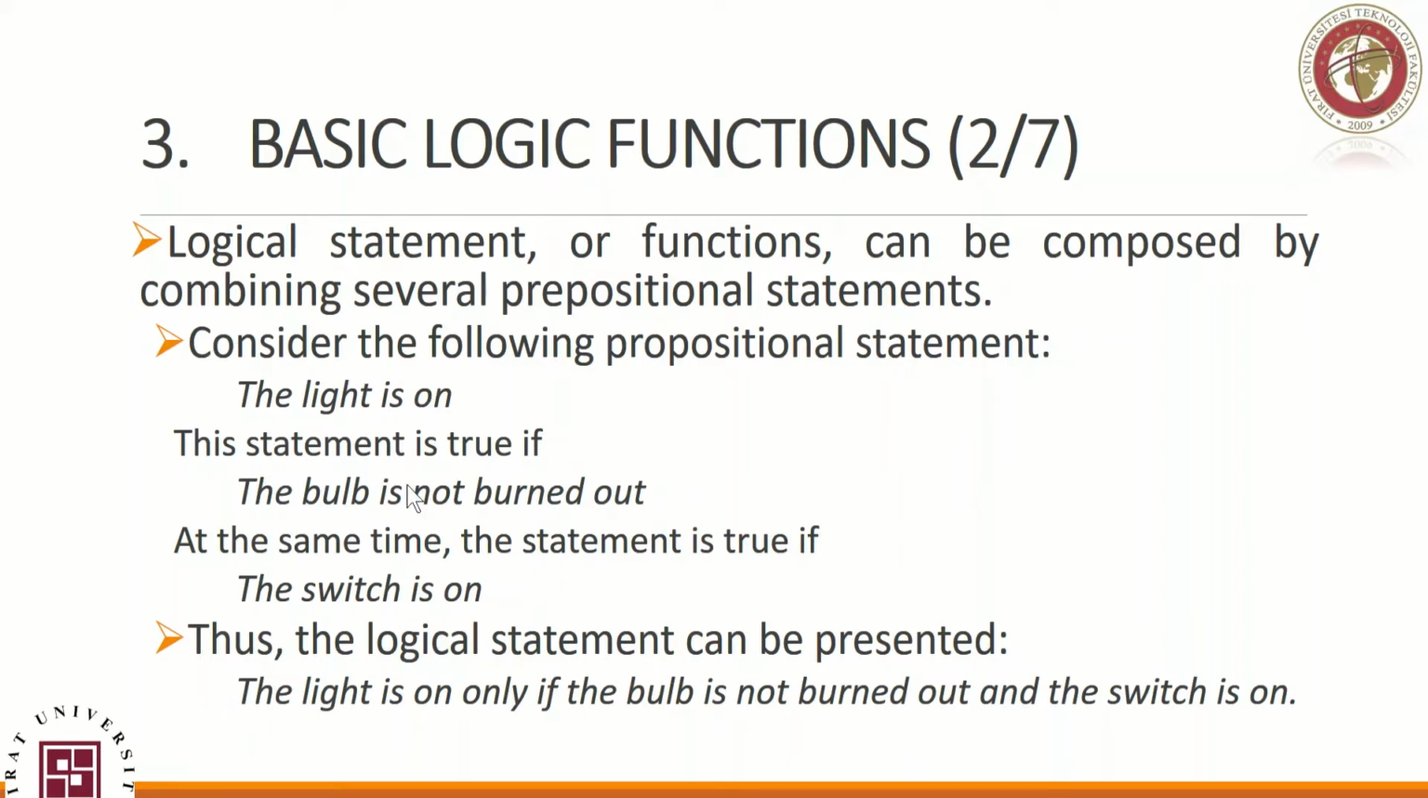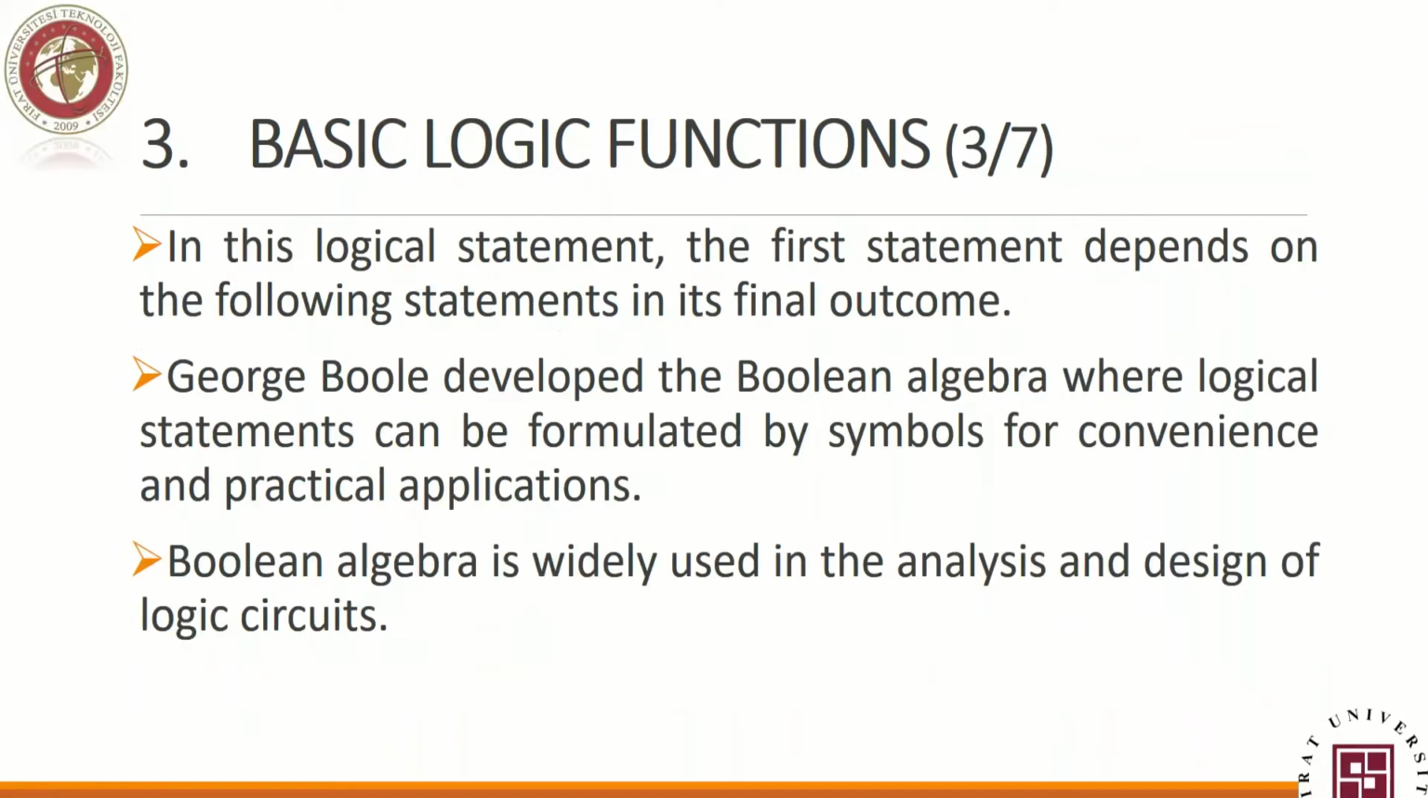Well, we can compose a bigger, combinational statement from these propositions. The light is on only if the bulb is not burned out and the switch is on. This is a bit bigger statement with some conditions, with an if statement. We will study their composition later on, but the basic idea is this is a proposition which relies on other conditions. So one basic proposition may need certain other declarative statements for it to be true or to be false, depending on the outcome that we are looking for.